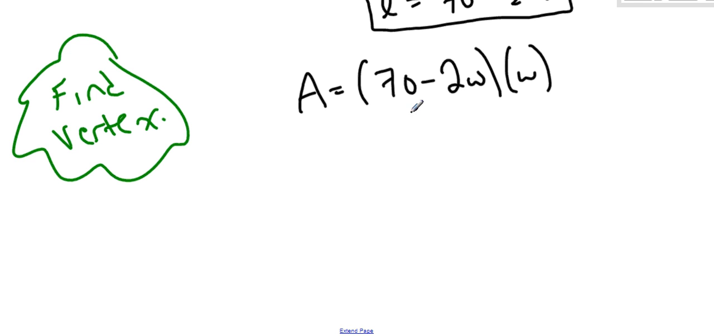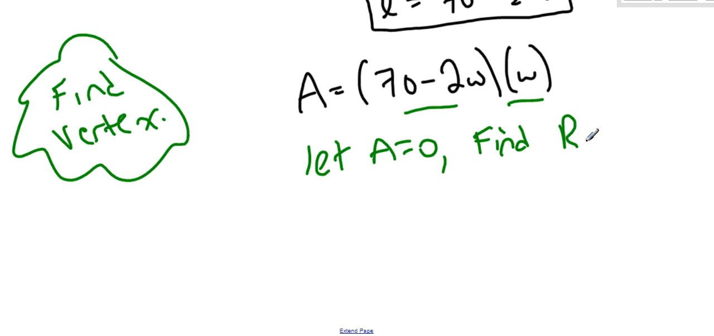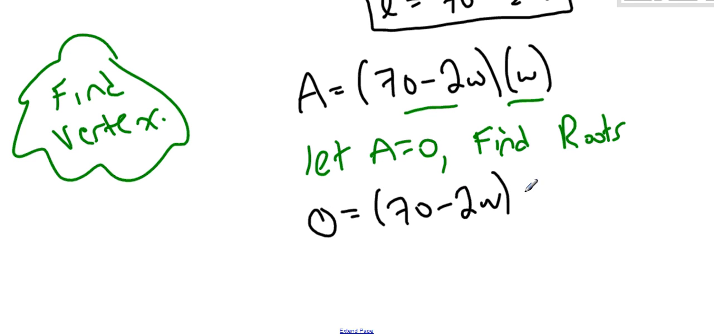Or, doesn't this look like a factored equation? It is. So if we let a equal 0, we can find the roots. And by finding the roots, we can use the symmetry property of parabolas to find where the vertex is. So let's let a equal 0, and then we'll find the roots and use them. So again, if a is 0, this bracket here could be 0, and I would have a true statement. Or this bracket here could be 0, and I would have a true statement.